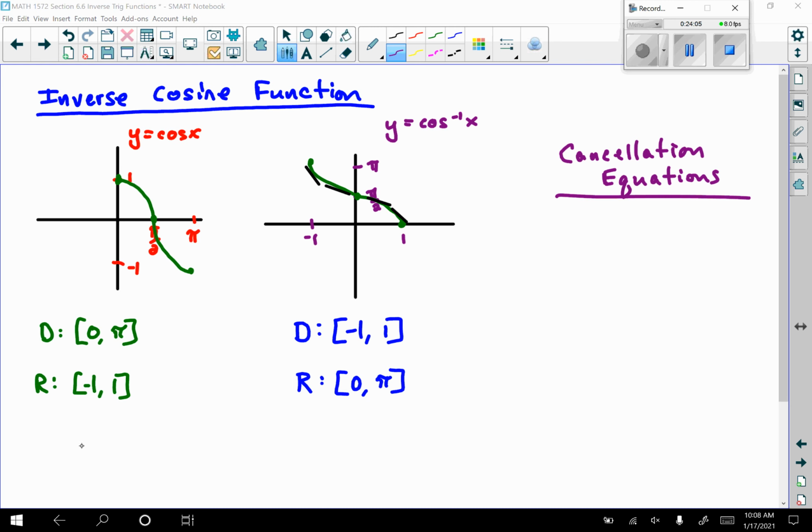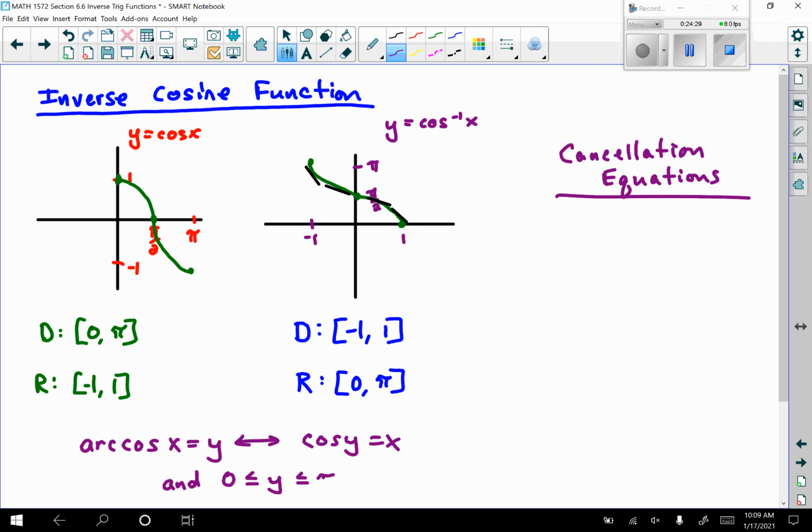Let me first also write this out just below. So we could write that the arc cosine of x is equal to y. Can also be rewritten as x equals cosine y, or cosine y is equal to x. And again, y is staying between 0 and pi, when we're looking at this version of it, as well as the outputs here.